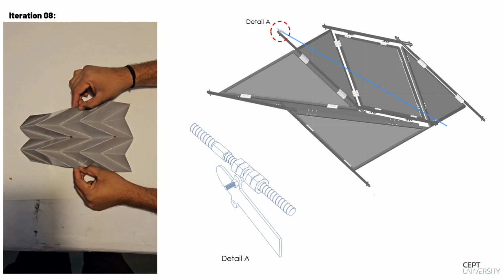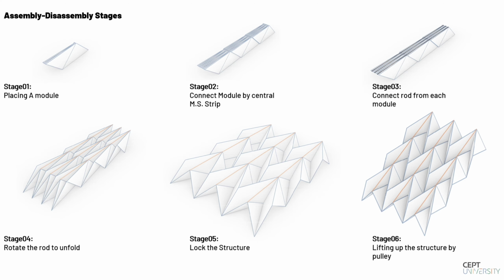How it will assemble and disassemble on site. First, modules will be placed on ground. After that, modules are connected by central MS strip and rod. Rotate the rod to unfold the structure, lock the structure, and lift up the structure by pulley mechanism.